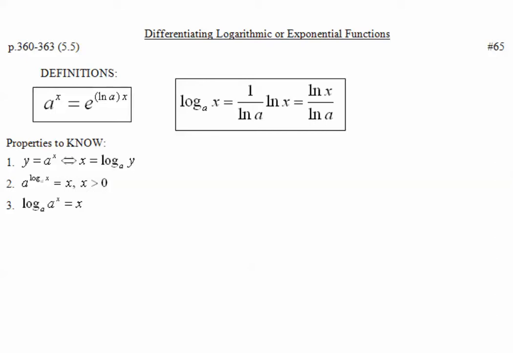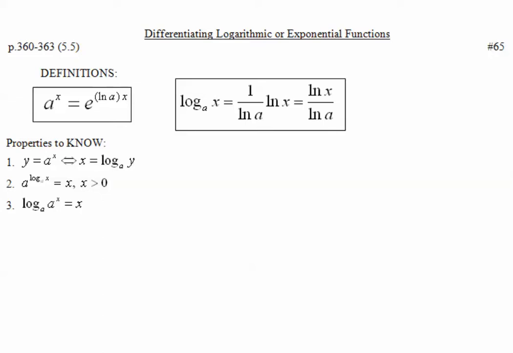Our objective in 5.5 is to use properties of exponential and logarithmic functions of base a. That means a base that's any other number than e, the natural number. Differentiate and integrate with base a as well.